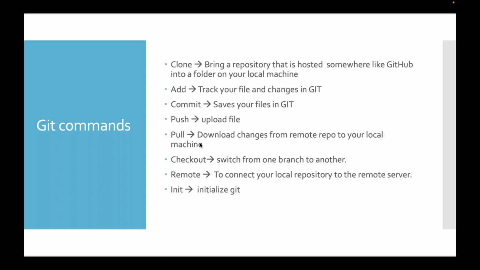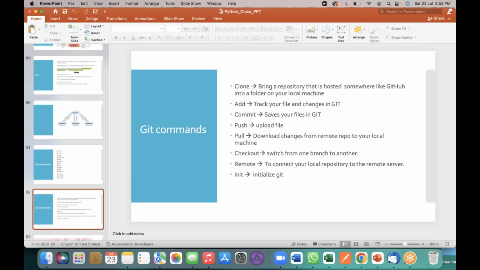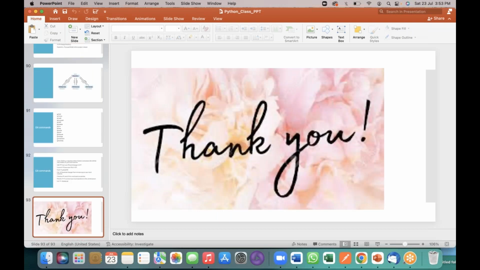Then we have push, pull, checkout. As I told you, push means you are uploading the file, pull means you are downloading whatever you have changed. Then checkout, remote, init. Init is initialization, remote is to connect with your local repository. So these are the commands that we understand. This is about automation, guys. We'll be covering Python with Selenium, also covering all the repositories, the code that you can store inside it. So this is how Python actually works.